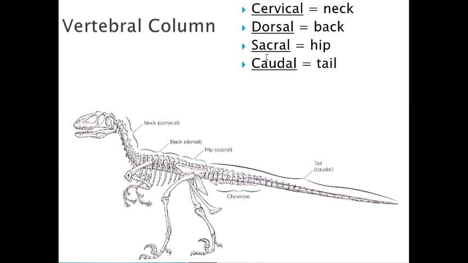You have sacral vertebrae, and these are the vertebrae that are above the hip, and sometimes they're fused with the hip, and sometimes they're fused into one big group, sometimes they're still separate. And then for organisms that have tails, like these dinosaurs, but also like your kitties and puppies, those are the caudal vertebrae.